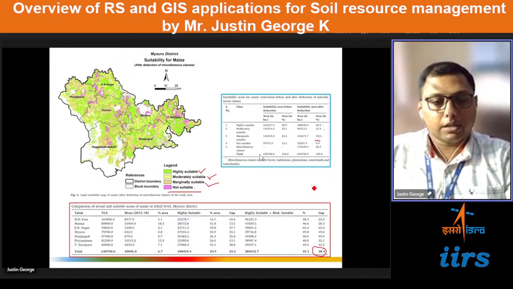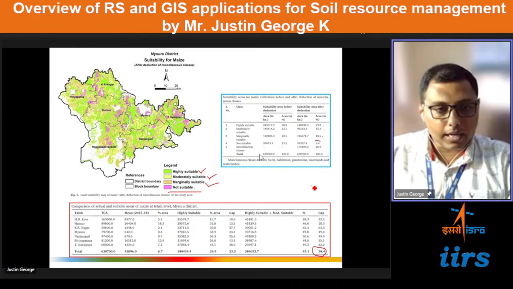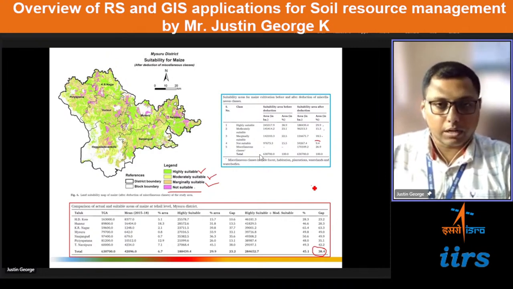So this can be important information for planners as well as decision makers if they want to improve or enhance the area cultivated under a particular crop, here maize. People may take various actions for increasing the area cultivated under maize, or we can try to identify the reasons which are stopping people from cultivating a particular crop in this region.